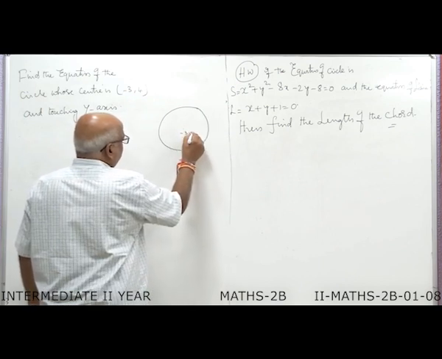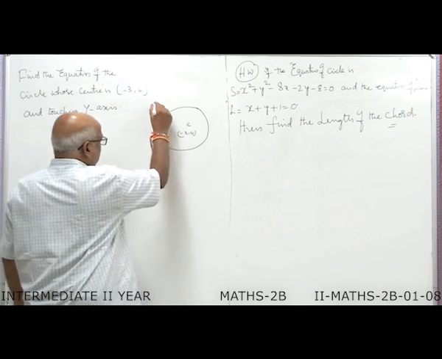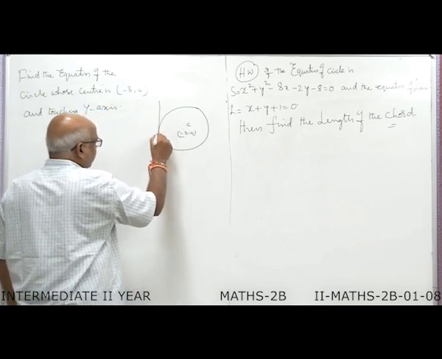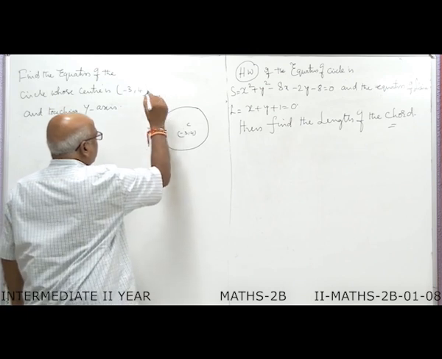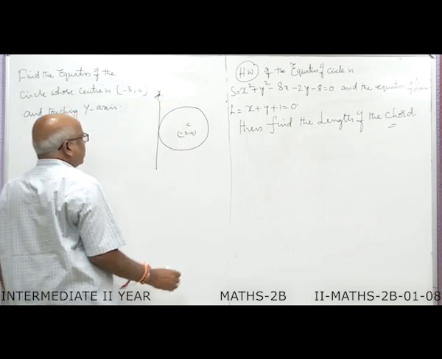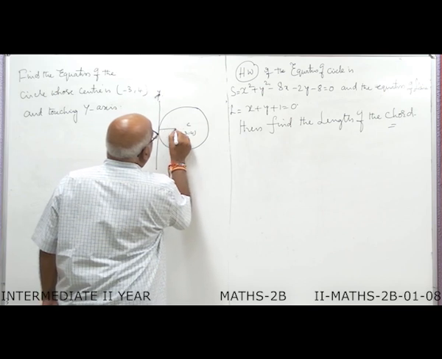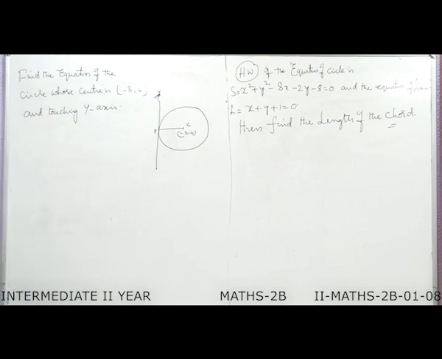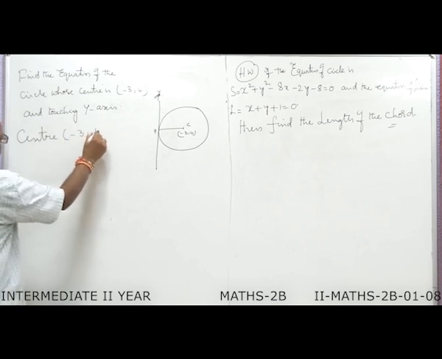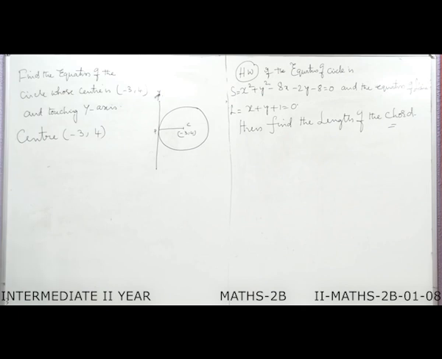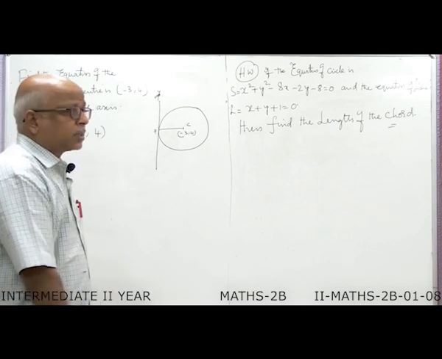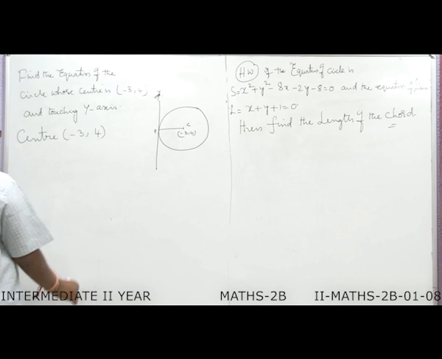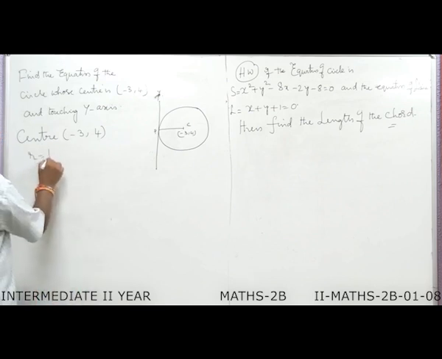Minus 3, 4. This is center, touching y axis. What is equation of the circle? Here center we know, minus 3, 4. If you just find out radius, you can get equation of the circle. How to find out radius? R equal to CP.